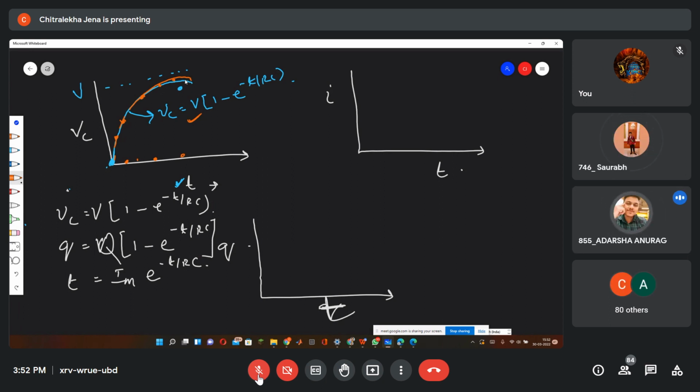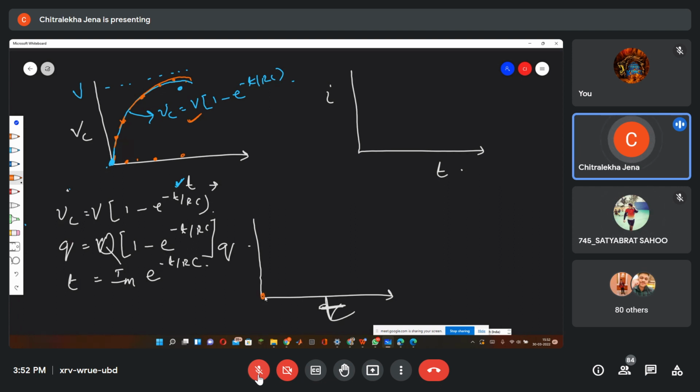Similarly, for charge versus time, substituting t equal to 0 gives charge equal to 0. At t equal to infinity, the charge is capital Q. So it is exponentially rising to capital Q, and in between it depends on the equation Q equals capital Q into 1 minus e to the power minus t by RC. Clear to all of you?